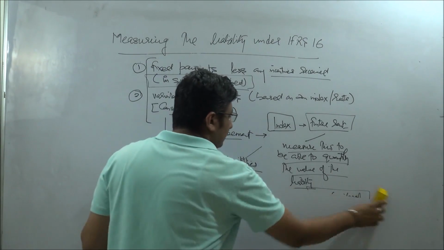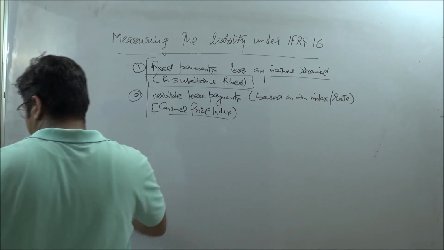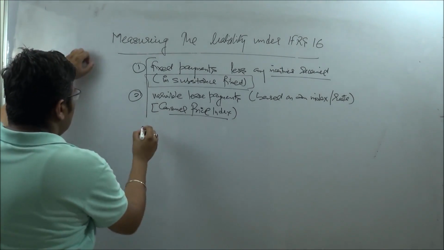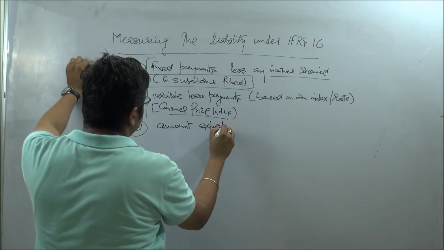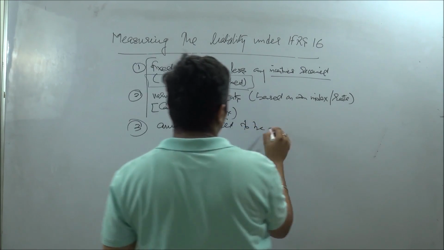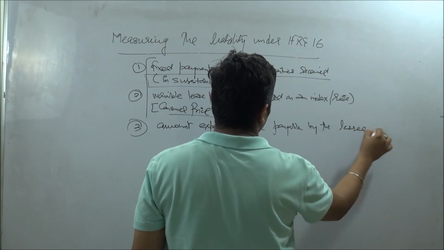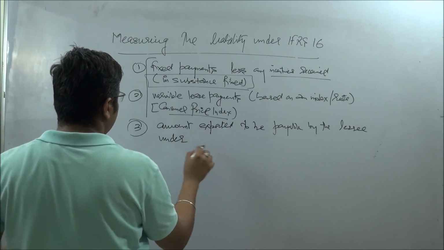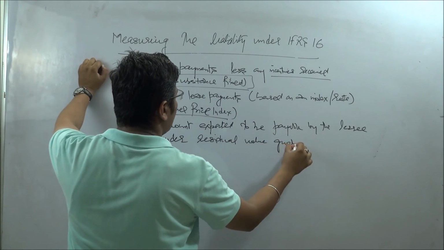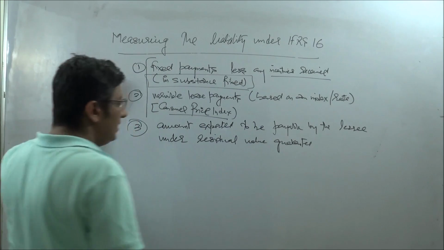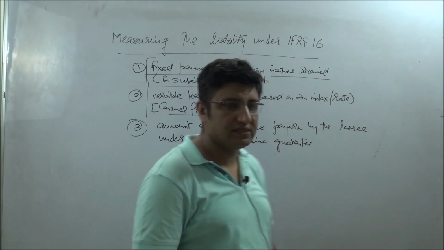The third component which comes into the value of lease liabilities is the amount expected to be payable by the lessee under a residual value guarantee.